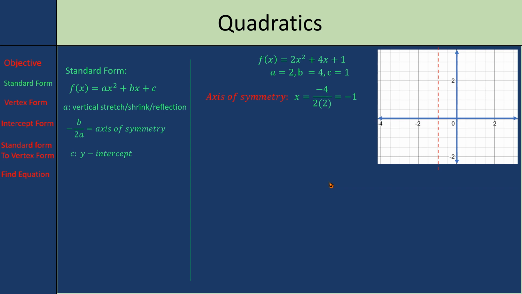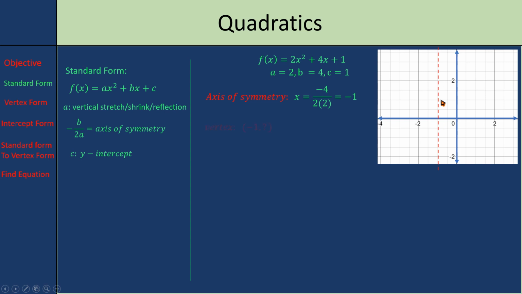I'm going to put a dashed line because it's not part of the graph, but it's helping me. It's going to help guide me in graphing this, right? So I have a dashed line on x equals negative 1, and I know that it's symmetric. That's what it means. The axis of symmetry divides the graph into two symmetric sides. So it has to look exactly the same on both sides. So for it to look exactly the same on both sides, I know my vertex is right in the middle. So my vertex is exactly on this.